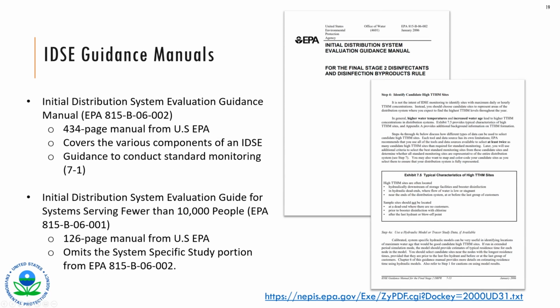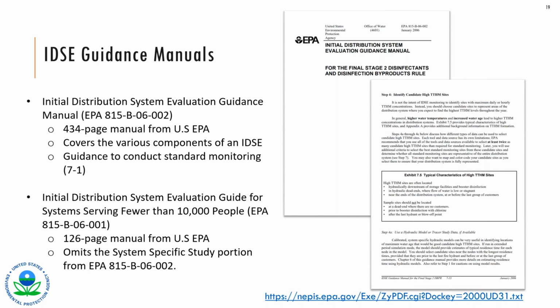Here are 2 guidance manuals that were developed by the EPA. One is a 434-page manual designed for all systems and covers the various components of the IDSE. It provides the requirements for each IDSE option. For example, the standard monitoring chapter, which is chapter 7, provides step-by-step guidance on selecting IDSE compliant monitoring sites, how to develop a standard monitoring plan, and how to use monitoring sites to select Stage 2 compliant monitoring sites, as well as preparing an IDSE report to submit to the EPA and the state.